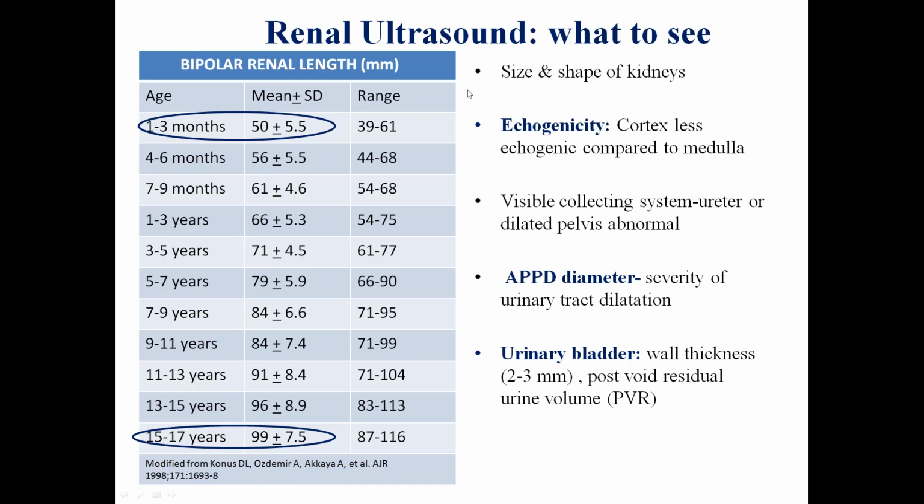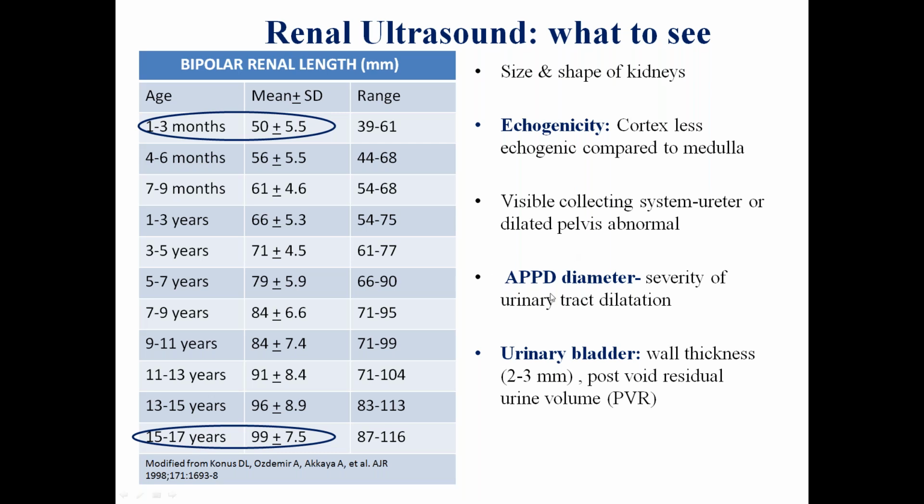If you look at the utility of ultrasound, what all do you need to look at on the ultrasound to identify an underlying chronic kidney disease? The size and shape of the kidneys is important. If they are small kidneys which are echogenic, and if you find that there is a dilated collecting system, then it often goes in favor of a dilated system like PUV obstruction or a VUR or an obstructive uropathy, etc.